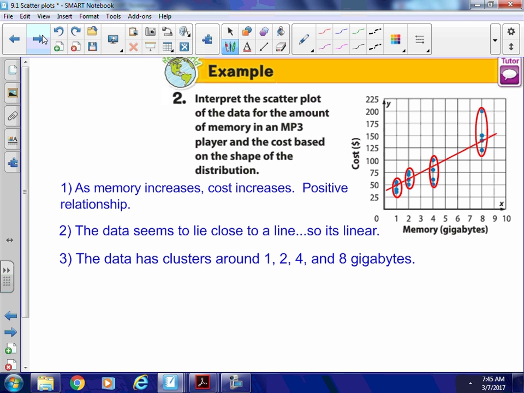And we do have some clusters. You notice with memory, you can only get it in 1, 2, 4, and 6 gigabytes. There's nothing at 6 or 7. It only happens at those numbers. If it were to go on, what you do is you double. The next one would be 16, and then 32, and 64, and so on. So it clusters. That's how memory works.